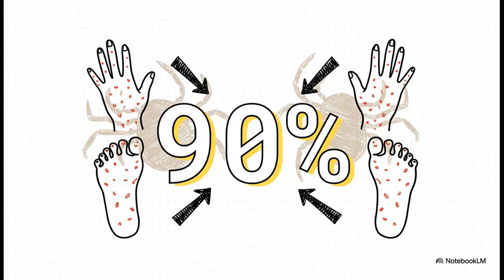So what's with the 90%? Well, in about 90% of Rocky Mountain spotted fever cases, that classic rash is going to pop up on the extremities, often including the palms of the hands and soles of the feet. When you see that in a clinical scenario, it should be screaming spotted fever group at you.